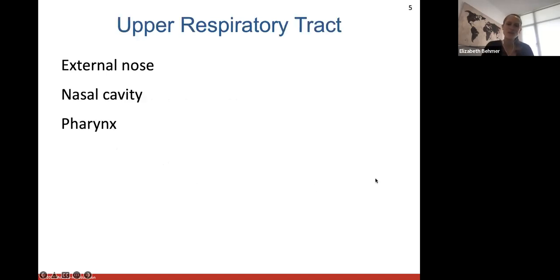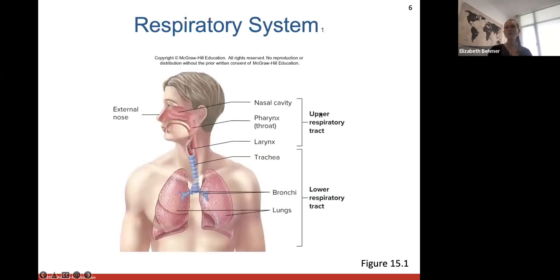So let's go a little bit through the anatomy of what we call the upper respiratory tract, first of all. Made up of your external nose, the nasal cavity, and the pharynx. So your upper respiratory tract is where air will be taken in and out through the external nose, the nasal cavity, and then down the pharynx or the throat, and then into the larynx, which is your voice box.